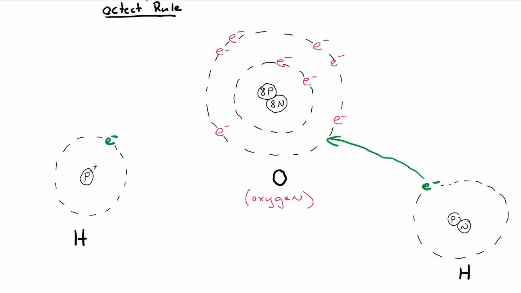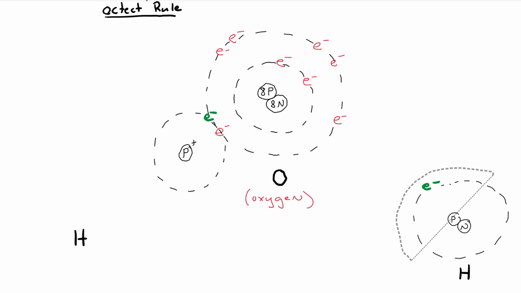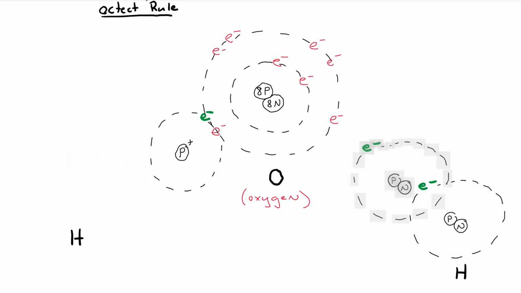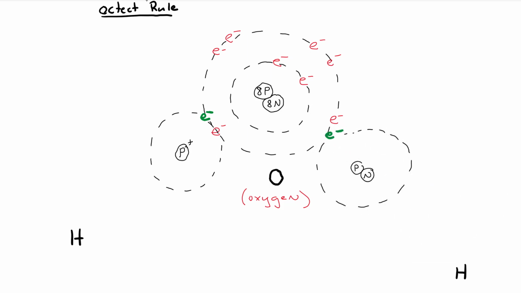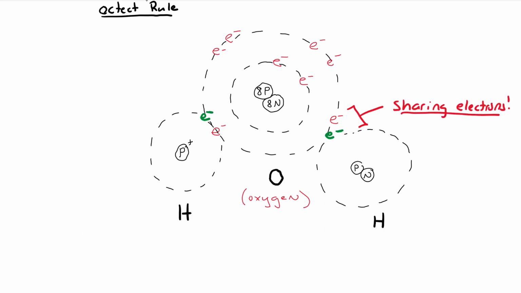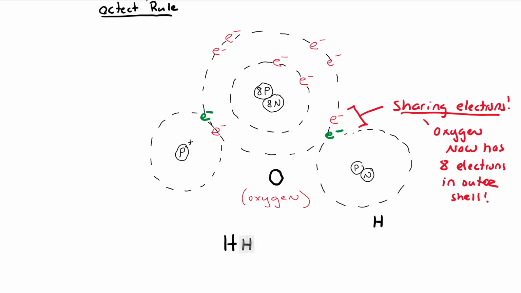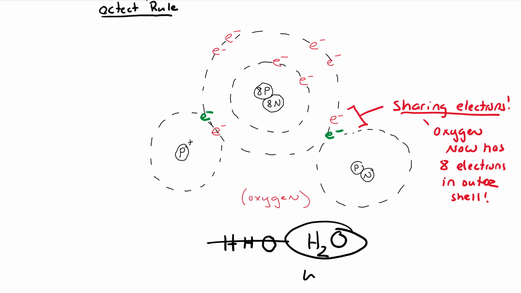Well, oxygen only has 6 electrons in its outer shell, so if it adds 1 electron, it'll be 7. If it adds another electron, it will be 8 electrons. That satisfies the octet rule. Oxygen and hydrogen are now sharing electrons, which satisfies the octet rule. Oxygen now has 8 electrons in its outer shell, and this forms a covalent bond since they're sharing electrons. This makes the molecule H2O, water.